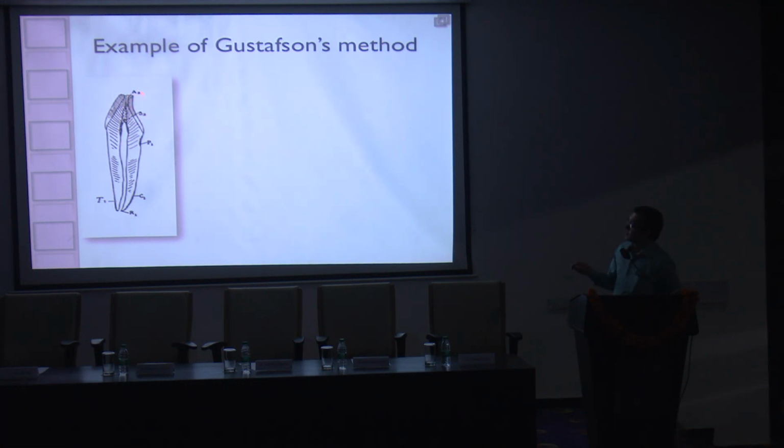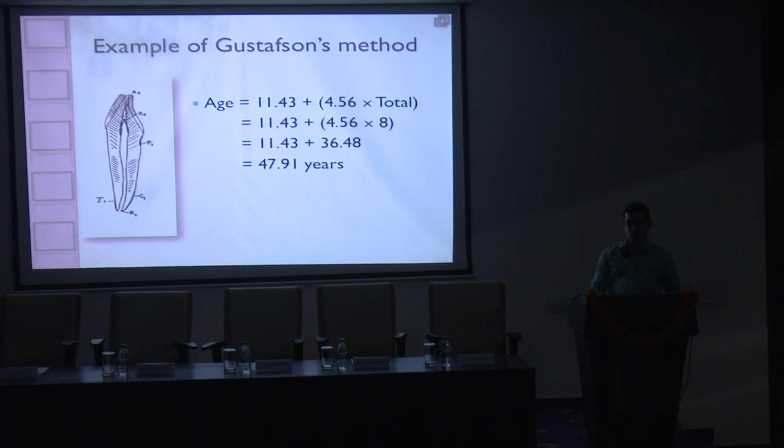So here, if A2, S2, that means secondary dentin is 2, and the rest are all 1, what Gustafson says is that you add these numbers. So that's 2 plus 2 plus 1 plus 1 plus 1 plus 1. We get a total of 8. That total needs to be substituted in this formula, and we get an age of around 48 years. So this is what Gustafson suggested.